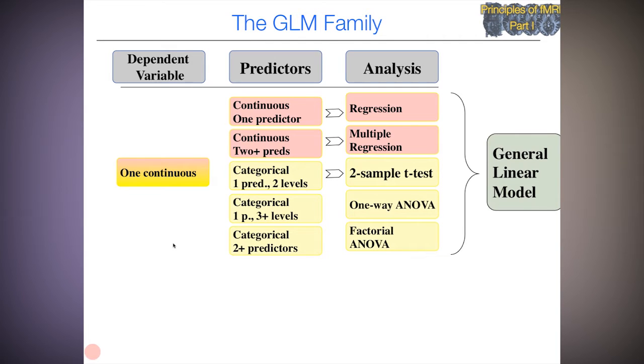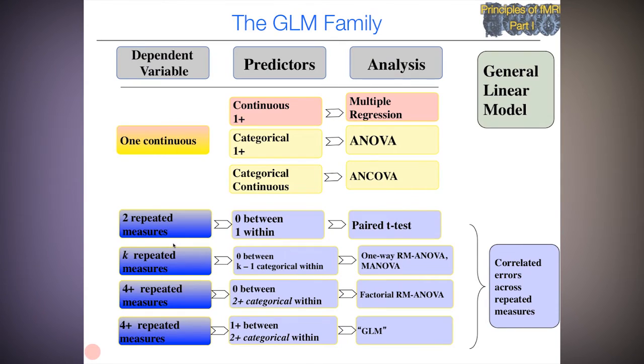If you have a categorical predictor with 2 levels, like males and females, then you're doing a 2-sample t-test. And if there are 3 or more levels, the technique is one-way ANOVA. If there are 2 or more categorical predictors, you're doing a factorial ANOVA, and we'll learn more about those later. All of these are examples of the general linear model. What that means is you can create a set of GLM regressors that effectively does a one-way ANOVA or a factorial ANOVA design, etc.